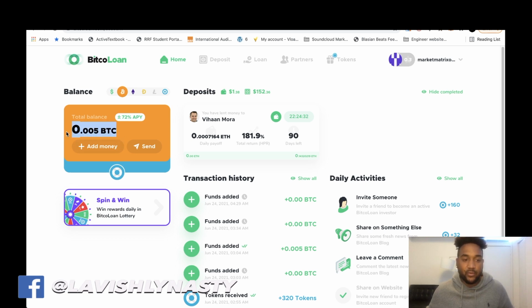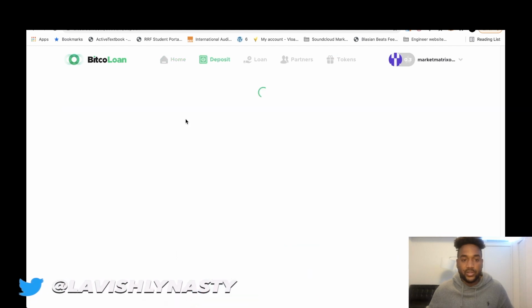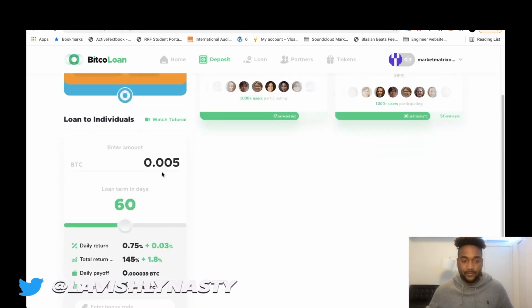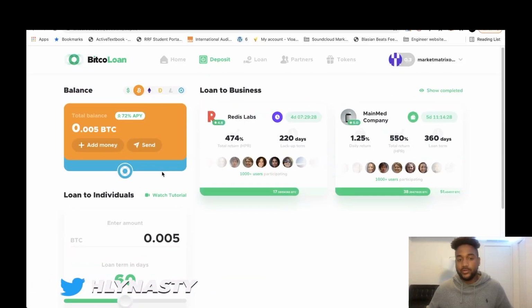So as you can see right here, I have 0.005 BTC. So we go to deposits. Remember, back to deposits, and this is where we do our loan.